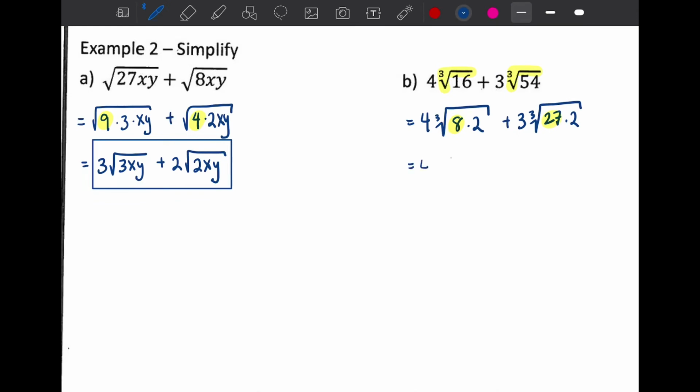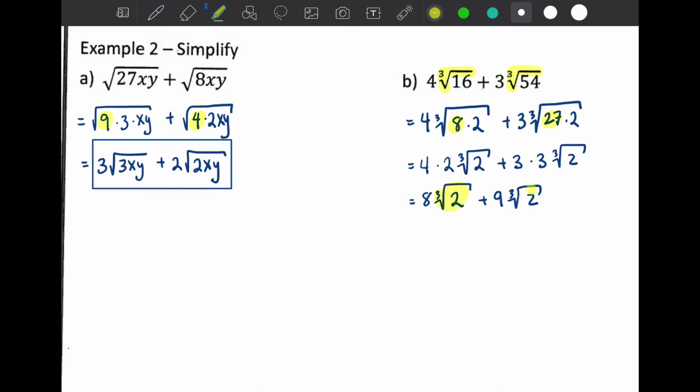We get 4 times 2 times cube root of 2 plus 3 times 3 and cube root of 2. Multiply 4 and 2. 8 times cube root of 2 plus 9 cube root of 2. And this time we do have two like radicals, so we can just add the coefficients together. 17 cube root of 2.